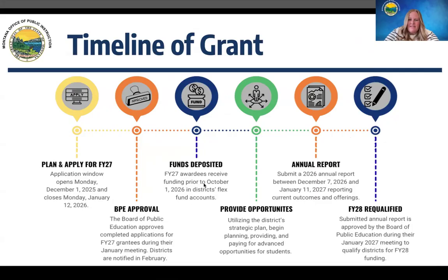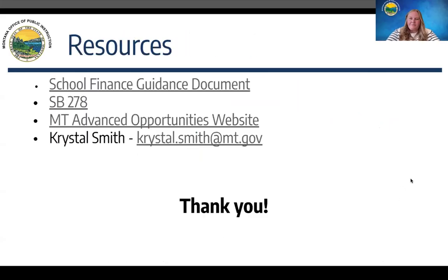So your funds were deposited for fiscal year 26 into your flex account. You're providing opportunities. Some districts maybe more so than others based on previous years of having this grant. Here is that annual reporting cycle. So this is for next year, but we're in that annual reporting cycle right now for calendar year 25. And then you'll be requalified from the Board of Public Education moving forward for fiscal year 27 funds. And that cycle just really continues year after year from the annual reporting to the qualification to the being funded to the providing of the opportunities.